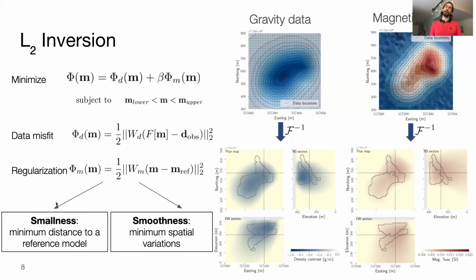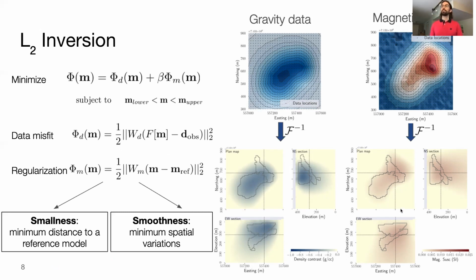And it usually has two parts. It has a smallness, which measures the distance between our recovered model and some reference model that we design, for example, from geological modeling, or just a half space, so like a constant model if we don't have any more information. And we also have a smoothness term, meaning that we want the variation in space to be gradual and fairly smooth. And for example, with that type of inversion, this is what we would recover from the gravity and magnetic data we have.